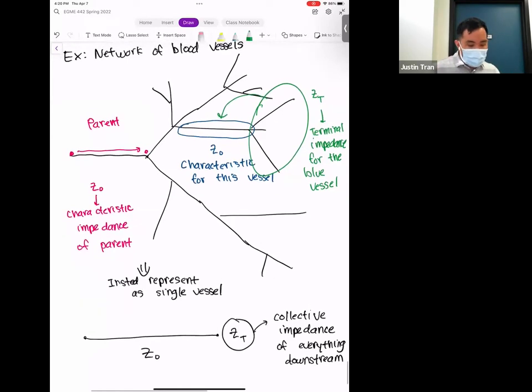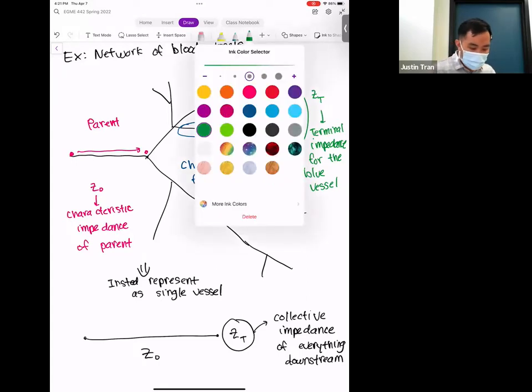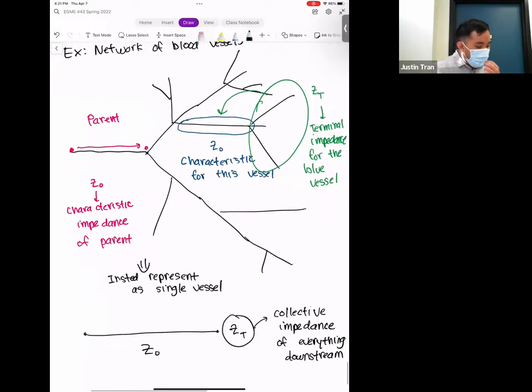Okay. And so if you think of it from the perspective of focusing on one vessel at a time, then you look relative to that, what's downstream of this, what's this vessel, and then the definitions become a bit more clear. All right. Any questions on this?